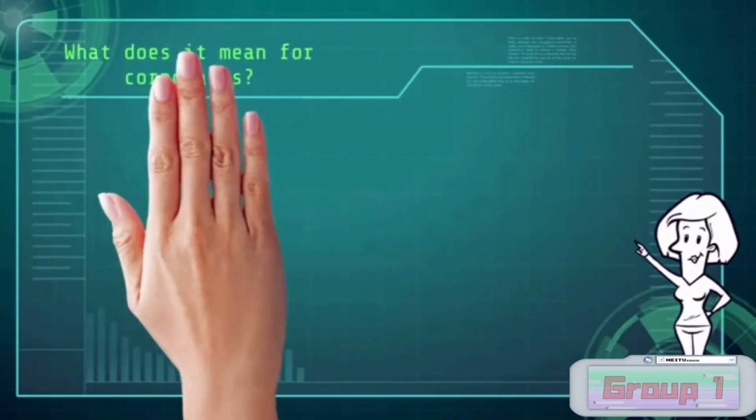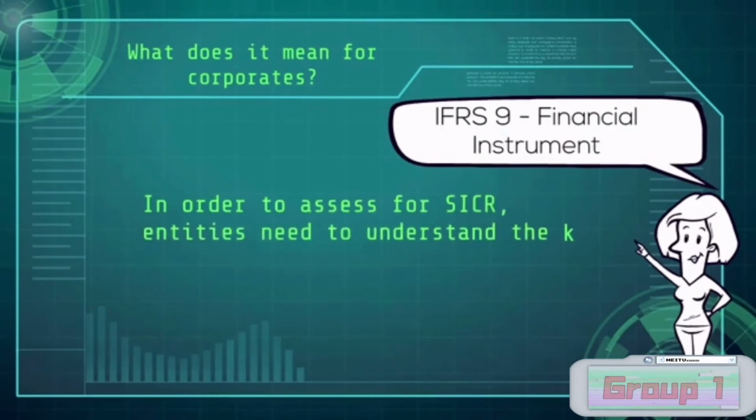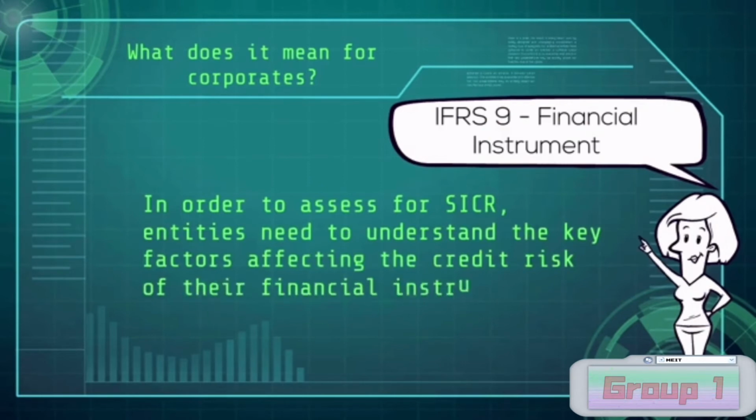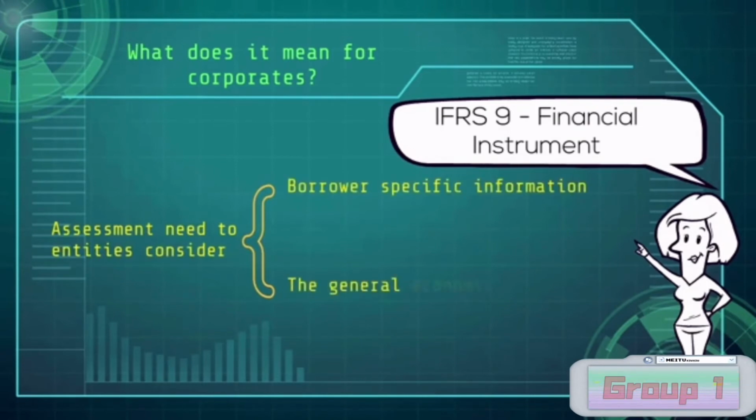So, what does it mean for corporates? In order to assess for SICR, entities need to understand the key factors affecting the credit risk of their financial instruments, by considering both borrower-specific information and information about the general economic and business environment.